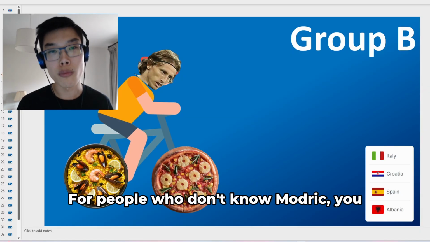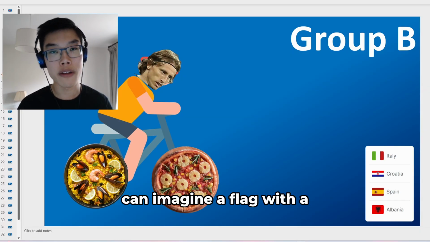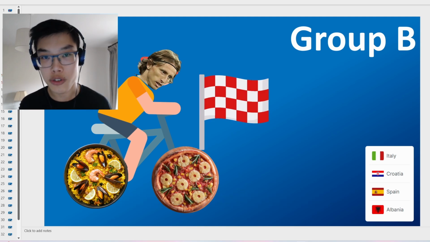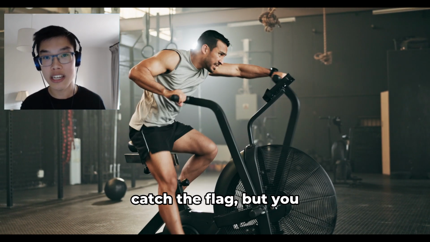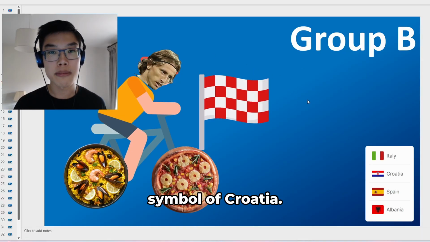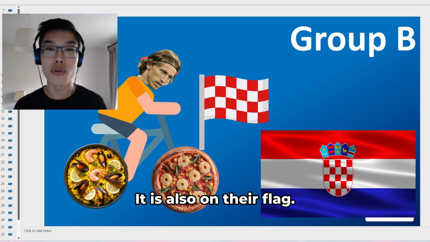For people who don't know Modric, you can imagine a flag with a white and red checkerboard pattern placed in the front of the bicycle, and the cyclist trying very hard to catch the flag, but you know, it is impossible. This color pattern is the national symbol of Croatia. It is also on their flag.